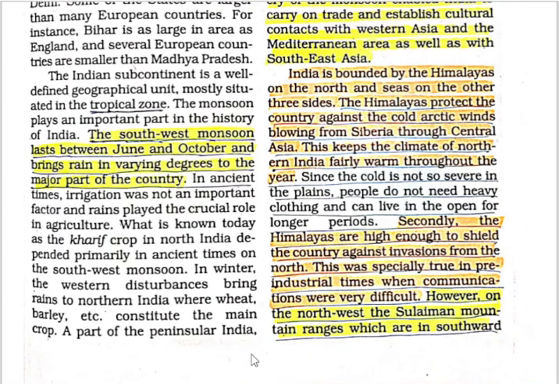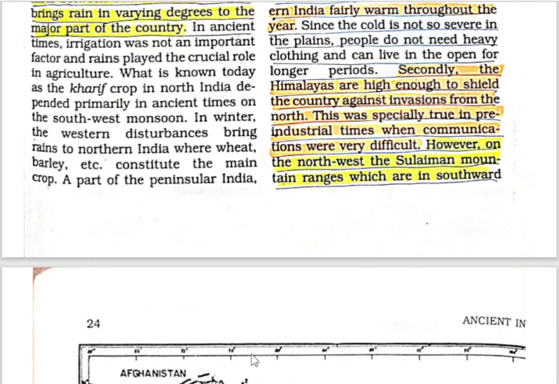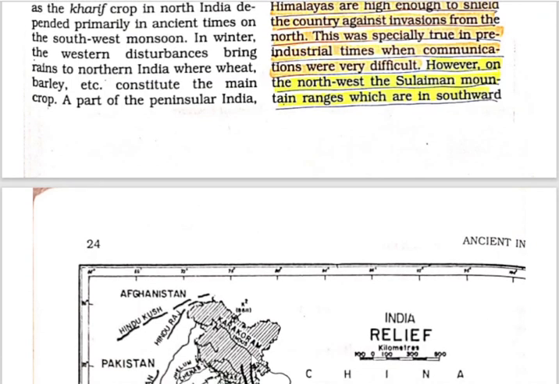So India is bounded by the Himalayas on the north and seas on the other three sides. The Himalayas protect the country from cold Arctic winds that blow from Siberia through Central Asia. So the climate of the country remains fairly warm throughout the year. Secondly, the Himalayas are high enough to shield the country against invasions from the north. This was especially true in pre-industrial times, when communications were quite difficult.